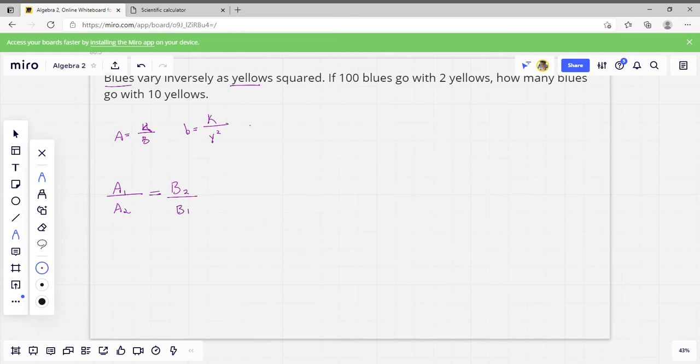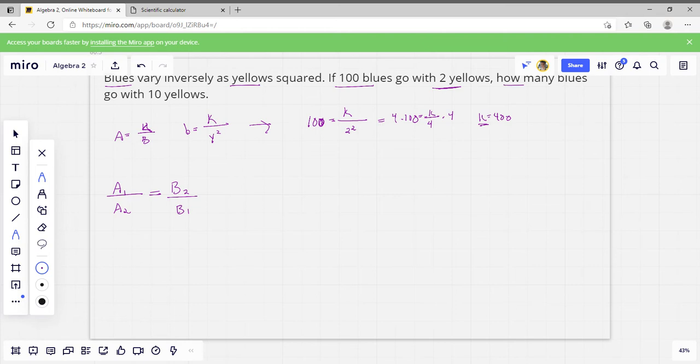All right, so we're going to use both ways to solve it. Let's use this one first. We're going to say b equals K over y squared. So if our b is 100, 100 equals K over y squared, and our y is 2 squared. That would be 100 equals K over 4, since 2 times 2 is 4. Then we multiply times 4, and we have K equals 400. That's the first step. Now we know what K is.